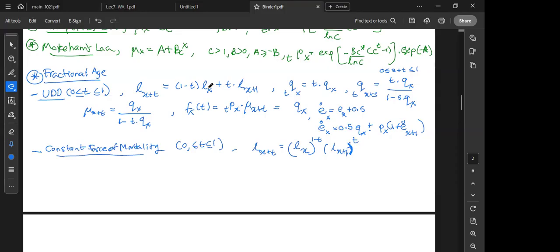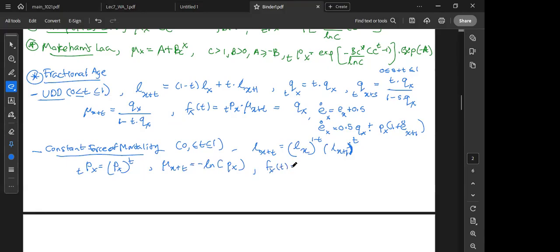So here, it's a summation for UDD. Now it's a multiplication with power. And similarly, we can write down the fractional survival probability as t. So if UDD, we can modify the death probability. If constant force of mortality, we only modify the survival probability. So if you need to find the death probability, you should get 1 minus the survival in terms of this, px1 to the power t.